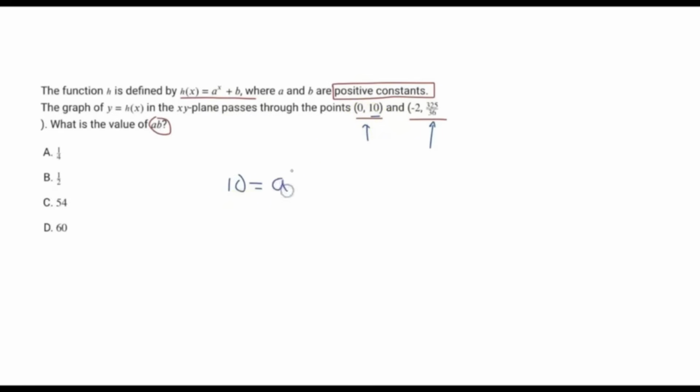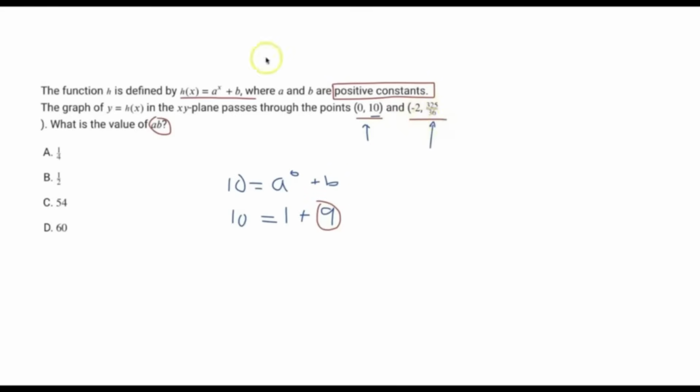Well, let's see. So a to the power of 0 is going to give us 1. So here we have 1. So 10 equals 1 plus b. And so what added to 1 gives us 10? Well, that is going to give us a value of 9. So we still do not know what the value of a is, but we know whatever a is to the power of 0 is going to be 1. But we have now just found out the value of b, right? And it makes sense because b is a positive constant. Now what we want to do is tackle the second part. So the second part here is -2, 325 over 36.